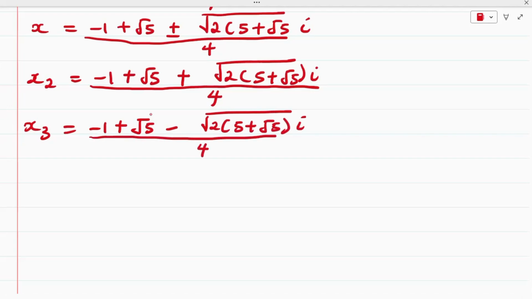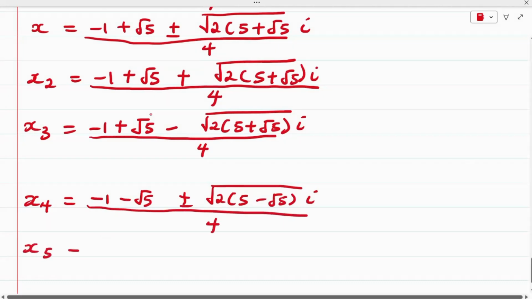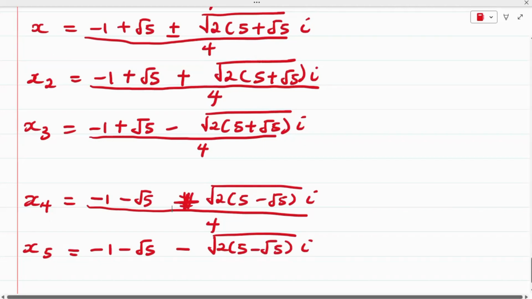So we have been able to solve the first, second, and third values for x. Now guys, if you solve further, you will get the fourth and fifth values of x, and we have the fourth value of x to be minus 1 minus the square root of 5 plus the square root of 2 into 5 minus the root of 5, i, over 4, and x5 is equal to minus 1 minus the root of 5 minus the square root of 2 into 5 minus the root of 5, i. This is plus rather, so we have this right here to be the fourth and fifth value for x.